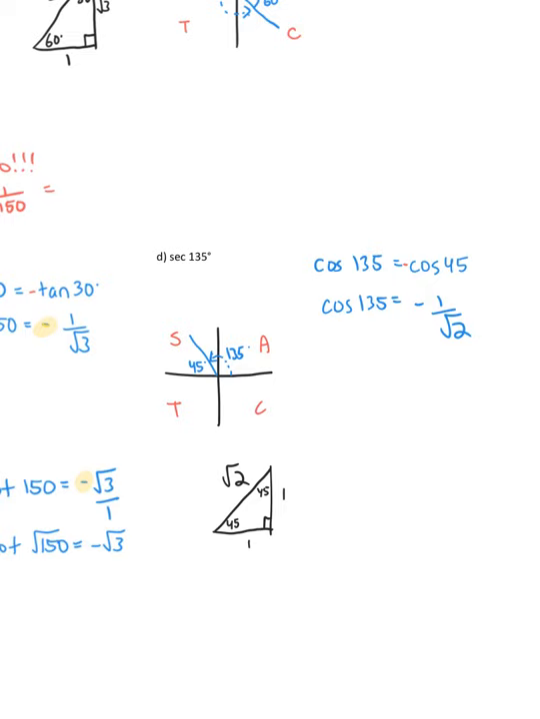But again, we don't want cos, we want the secant. So now that we have the cos ratio, it's very easy to find the secant ratio. Secant of 135 is just negative root 2 over 1, and you can write that as just negative root 2. So that is how we use special triangles to find exact ratios.